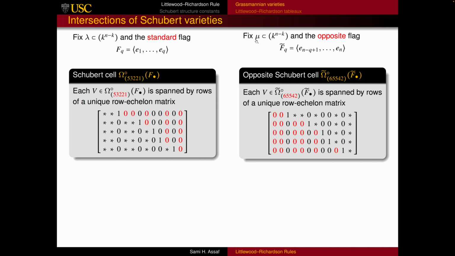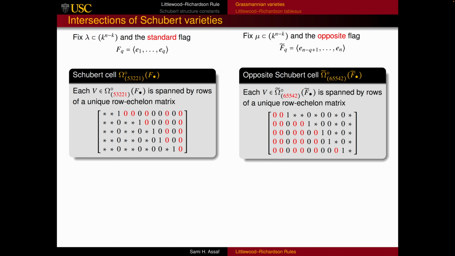So for example, I could take mu to be some other partition, and I could take the opposite flag. Now, F_1 is just e_n. F_2 is e_{n-1}, the span of those. So I'm taking the flag from the other end. Okay, that's coming from the other direction. When I do this just in terms of the matrix, just in terms of the linear algebra, it sort of looks upside down, maybe transposed from what I had before. So this Schubert cell corresponds to the partition 6, 5, 5, 4, 2. And you can see the 6, 5, 5, 4, and 2, but in a different way.